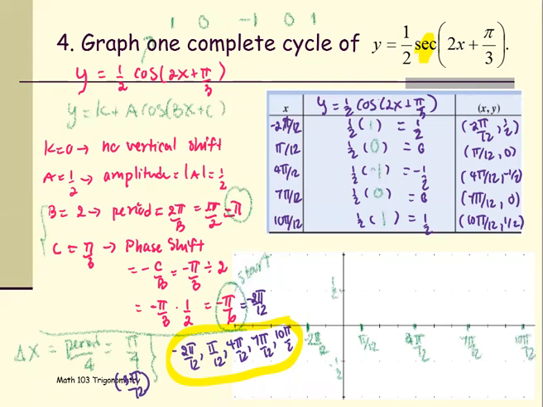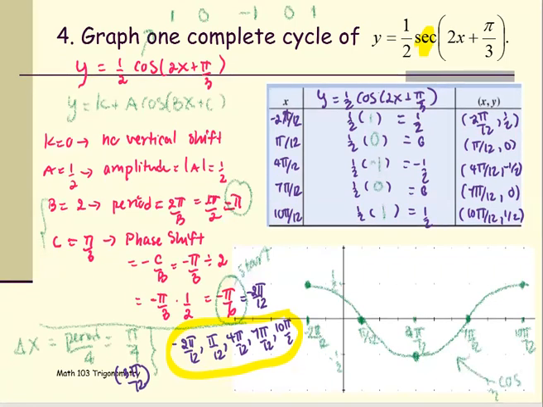And locate the 5 points on the graphing area. At negative 2 pi over 12, the function value is 1/2. At pi over 12, the function value is 0. And then negative 1/2, 0, and 1/2. Sketch the graph connecting all points with a smooth curve. The green one is the graph of the cosine function, 1/2 cosine of 2x plus pi over 3.